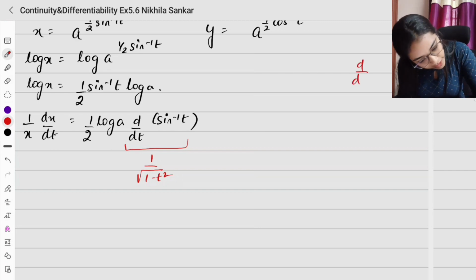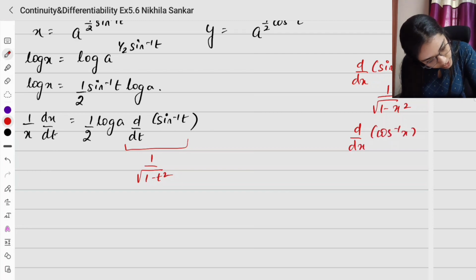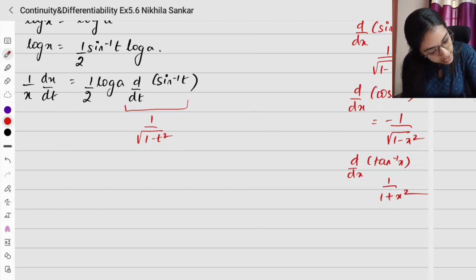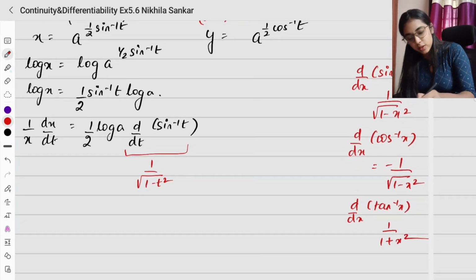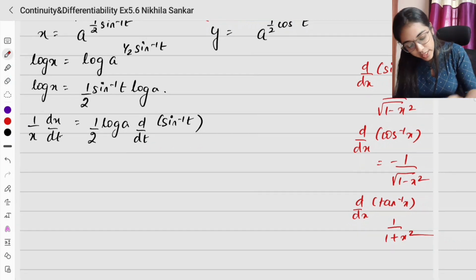So I have d by dx of sine inverse of x is going to be 1 divided by square root of 1 minus x square, and d by dx of cos inverse of x is going to be minus 1 divided by square root of 1 minus x square, and d by dx of tan inverse of x is going to be 1 divided by 1 plus x square. For this particular question I will solve only for sin inverse, but you have to remember this particular thing. I will solve this for you.